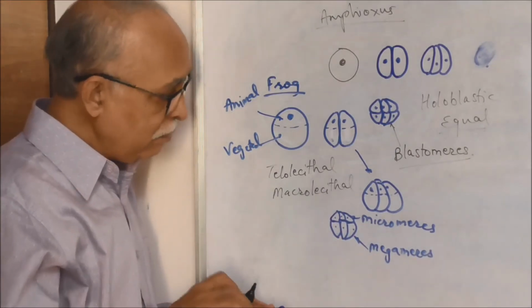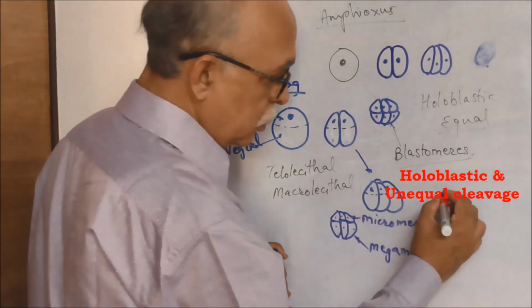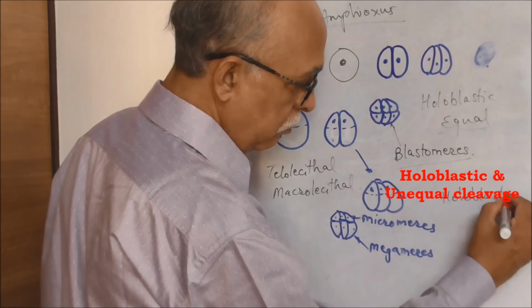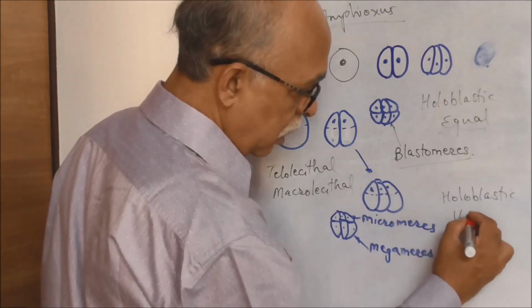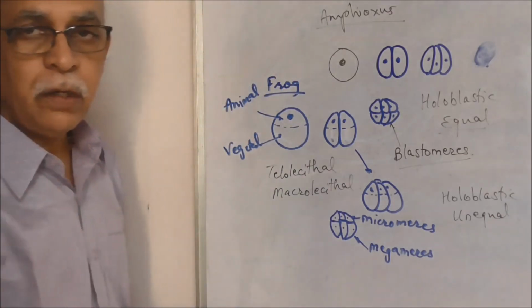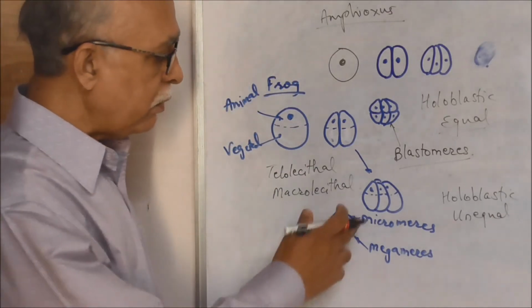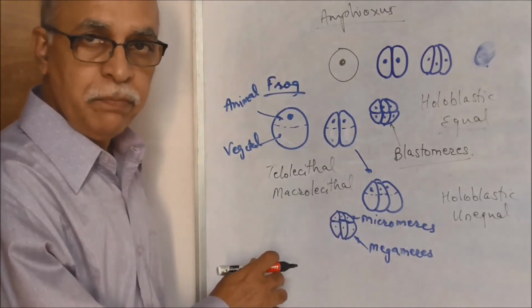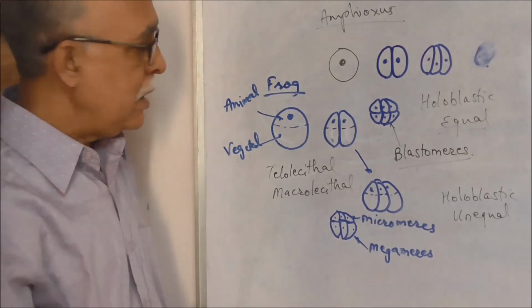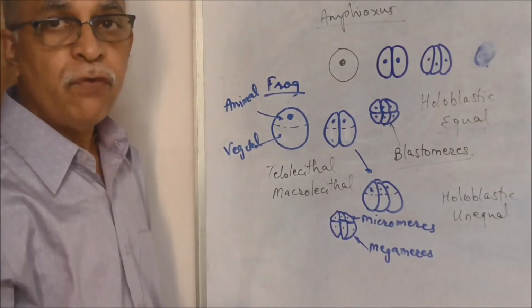So this time the cleavage is holoblastic, that is complete, but unequal. The cells formed will not be of the same size and shape. Micromeres and megameres are clearly distinguishable. That is what you see in the case of frog.